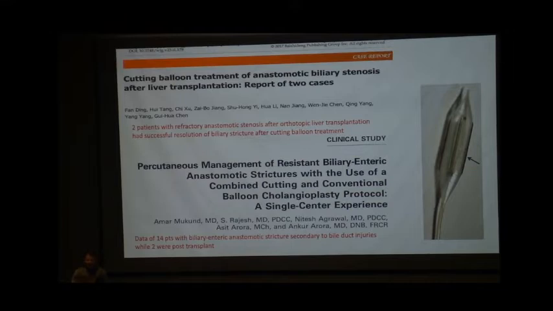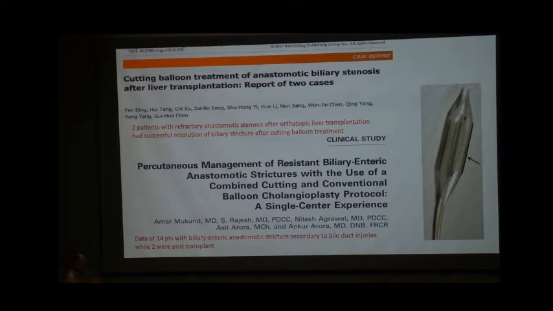So these are some case reports just to show what other alternatives are available. This is a cutting balloon, a peripheral cutting balloon that is available for resistant strictures. Mostly we have used it in 2 post-transplant cases, but that was for hepaticojejunostomy strictures, which we published way back in 2016. However, in a transplant setting, in an anastomotic stricture, there is a case report of 2 patients with refractory anastomotic stenosis after orthotopic liver transplantation who had a successful resolution.